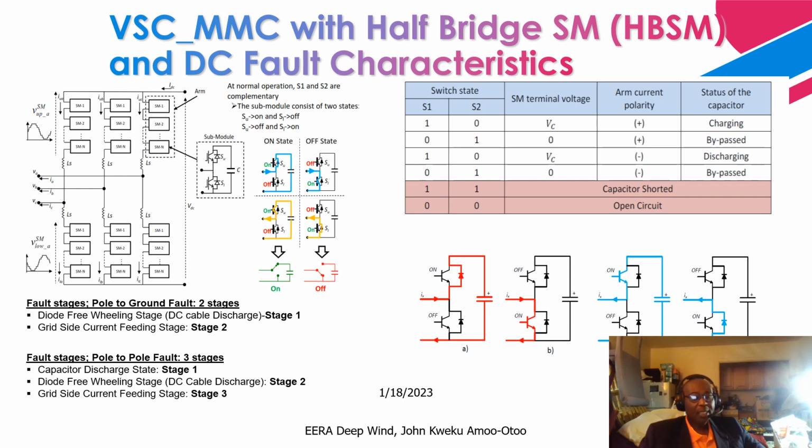Next is the discharge of the DC cable through the freewheeling diode to the faulted point. When the DC cable fully discharges, we move on to stage three. That is when the AC grid starts feeding its current through the freewheeling diode to the faulted point, and basically the converter becomes an uncontrolled rectifier.